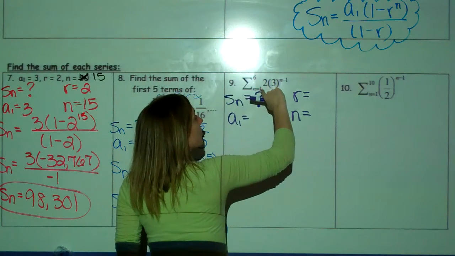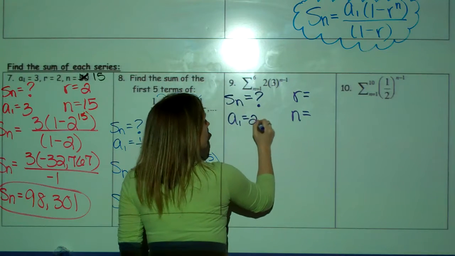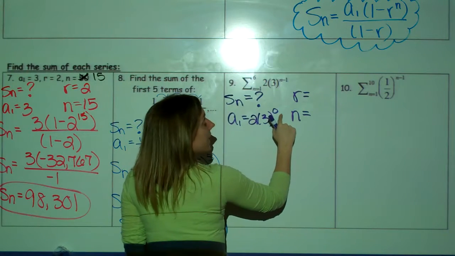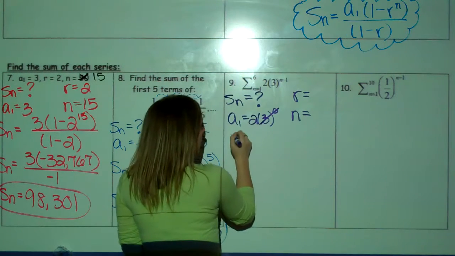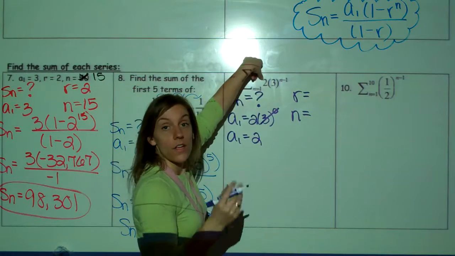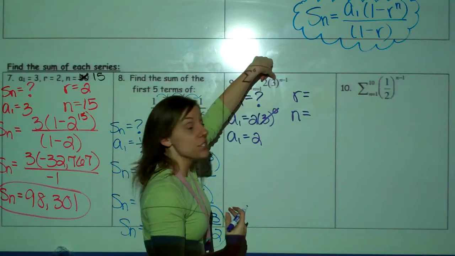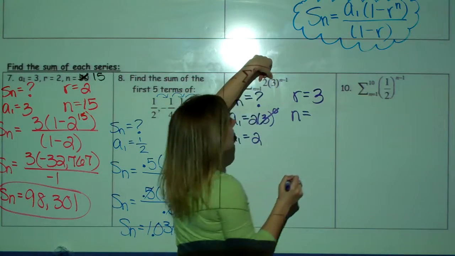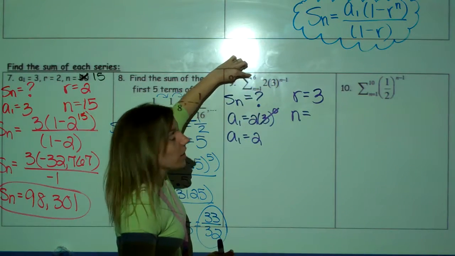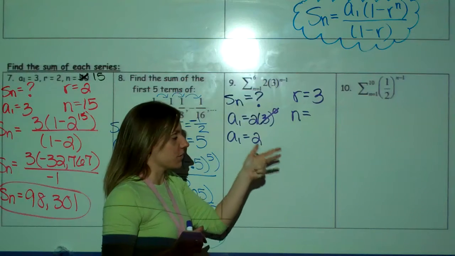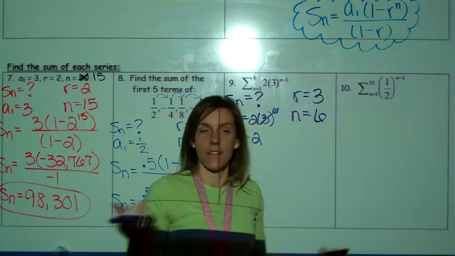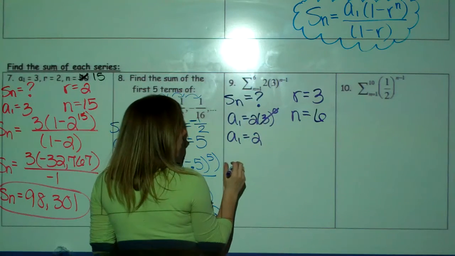The first term is when you put 1 in here. So that's 2 times 3 to the 0. Well, anything to the 0 power is the number 1. So the first term is just 2. Usually the first term is that number in front of the parentheses. The ratio is always the number with the parentheses. It's the one with the power. And then the number of terms are going from 1 to 6. So first term, second term, third term, fourth term, fifth term. There's 6 terms. You could go from like 2 to 4, and then that'd be different. So that's how we find out our values.